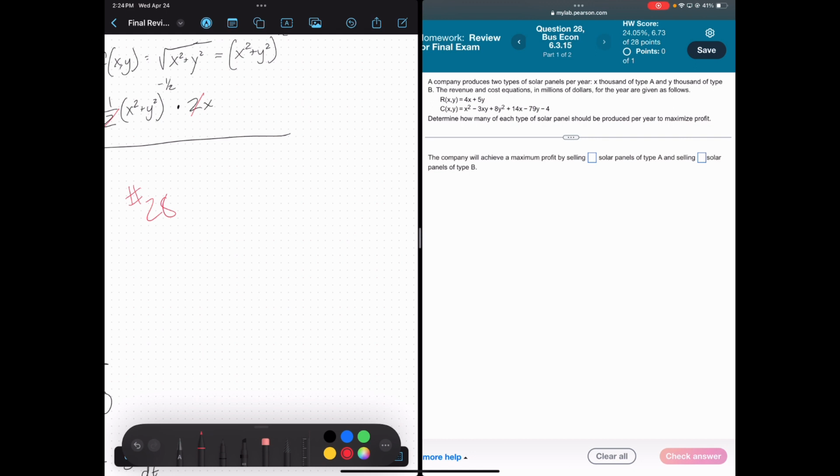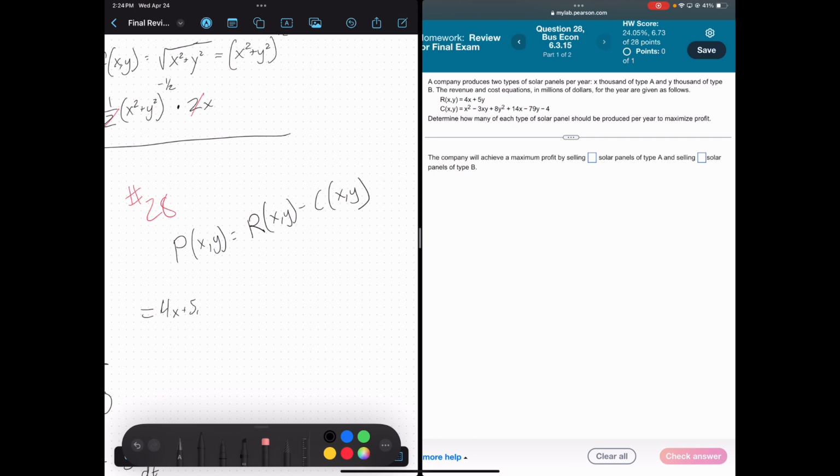Okay. This was 6.3. How do we optimize a multivariable function? Well, first of all, I need my profit equation. Since I'm trying to maximize profit, I need my profit equation. Profit, of course, is just... this is a multivariable function, so it's not just in terms of x, it's also in terms of y. Your profit equation is revenue minus cost.